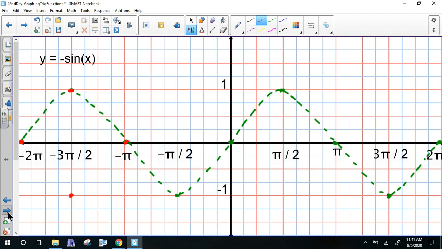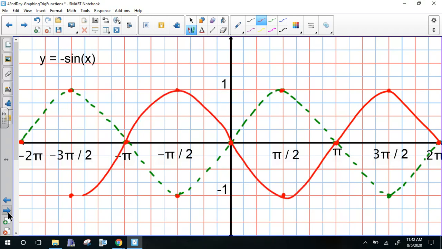This one stays the same. This one is going to go up here. This one stays the same. This one's coming down below. At pi, it stays the same. At 3 pi over 2, it's going to go above. And then at 2 pi, it's going to stay the same. So this is what negative sine x would look like. Okay.